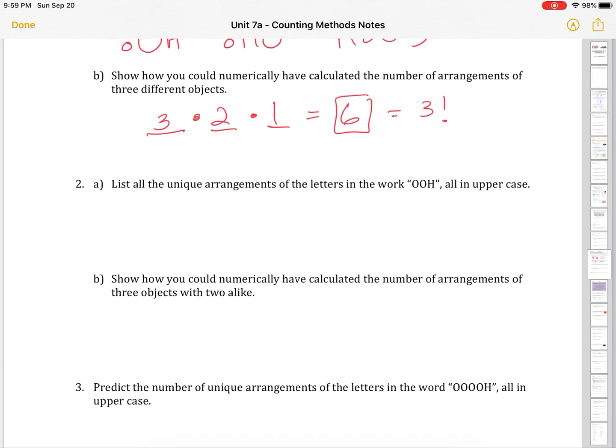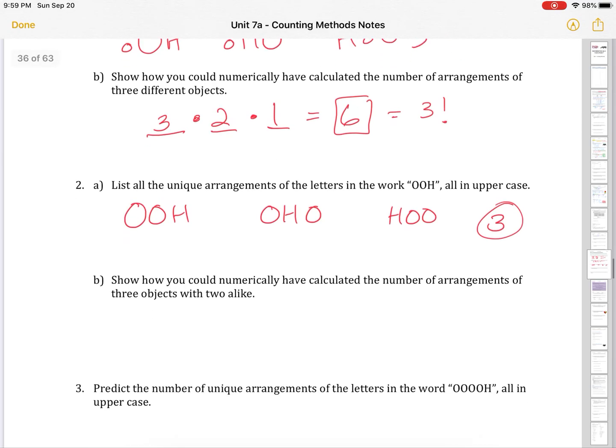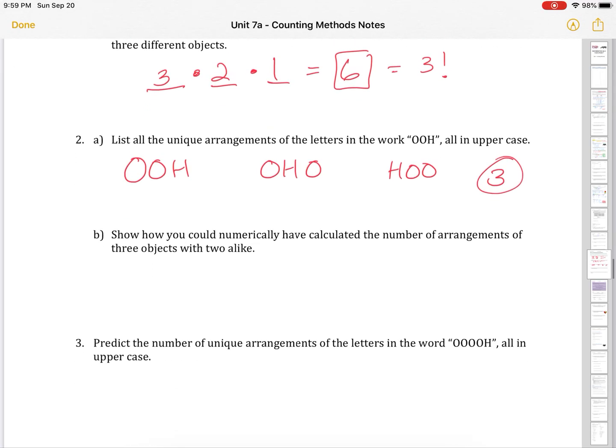Now, what happens when we have O-O-H and they're both uppercase? Well, this changes the number of arrangements. So we can start with our O's to begin with. Then we might change the H to the middle. And then we might change the H to the front. And that's basically all the ways we can arrange them. Now, how could we calculate that numerically?